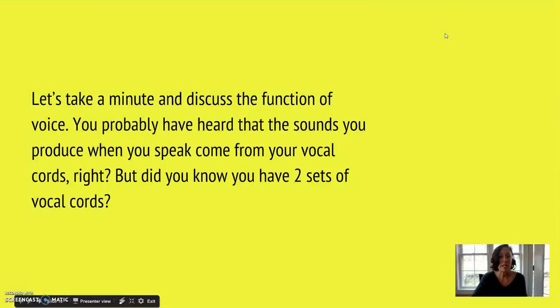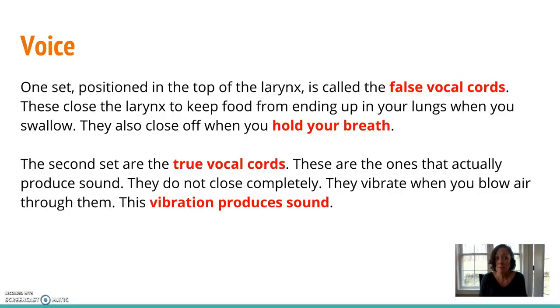So now we're going to take a minute and talk about voice. So you've probably heard that the sounds that you produce, like my speaking that you're having to listen to, comes through my vocal cords, right? Well, did you know you have two sets of them? The first set is positioned at the top of your larynx, the voice box. Those are called the false vocal cords, and that's because they don't form voice at all.